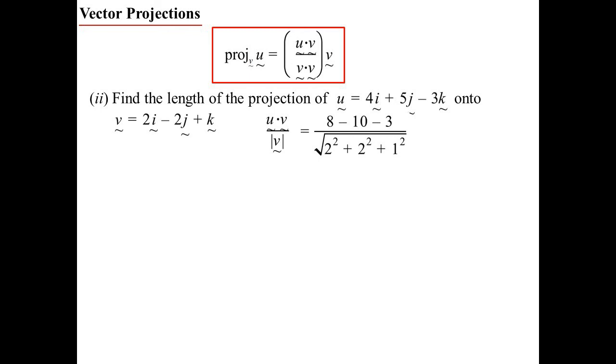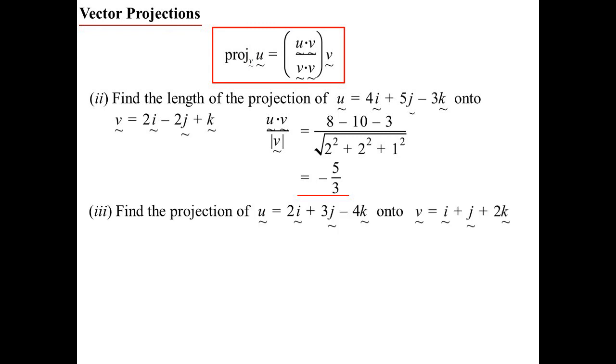8 minus 10 minus 3 over root 2 squared, 2 squared, 1 squared, we get -5 over 3. Oh, actually, I probably should have put 5 over 3, shouldn't I? Because can the length be negative? So yeah, it should have been 5 on 3, the answer for that one.